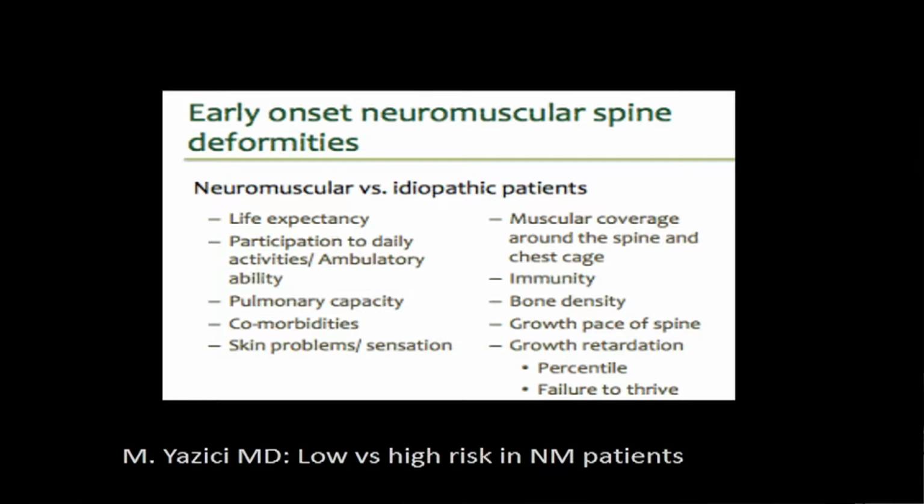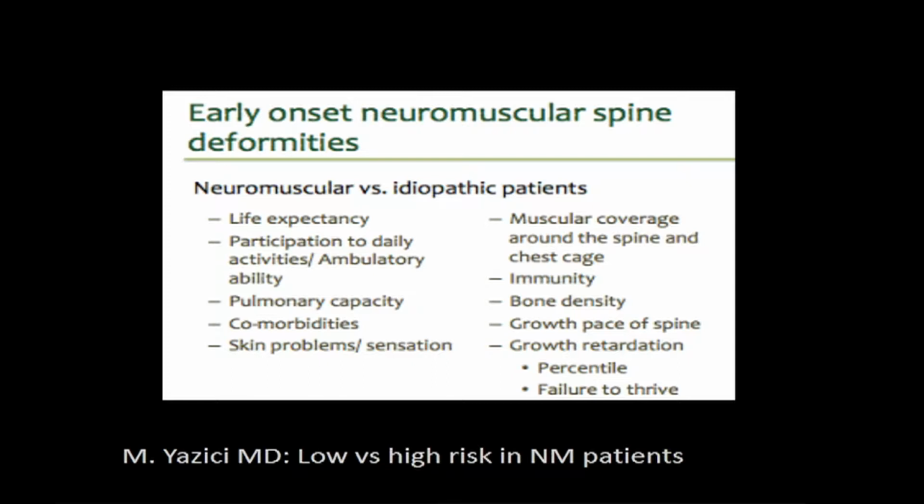If you look at the neuromuscular versus the idiopathic patients, there are many differences that we're all aware of, and that's in life expectancy, the ability to participate in activities of daily living, the pulmonary capacity, the comorbidities, the nutrition and the muscular coverage around the chest, immunity, bone density, growth pace, and growth retardation. These are all factors to consider in the neuromuscular patient.